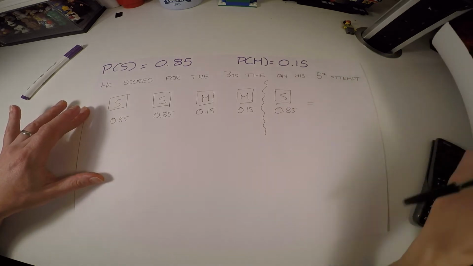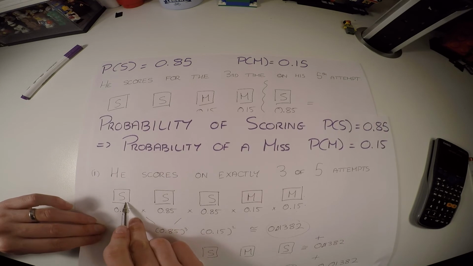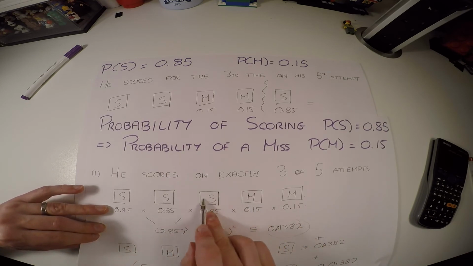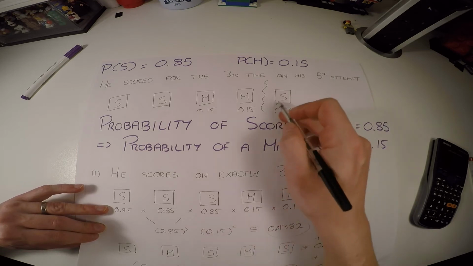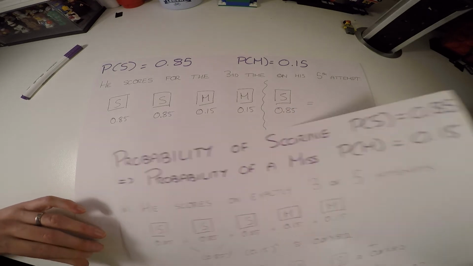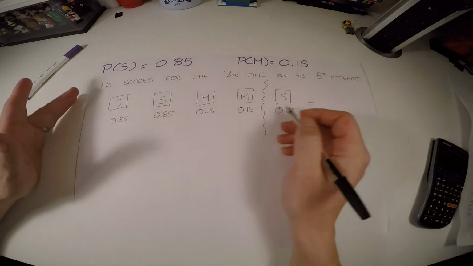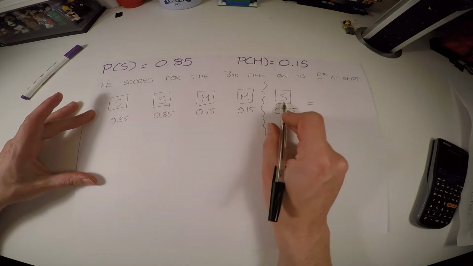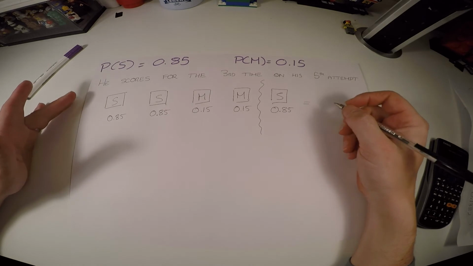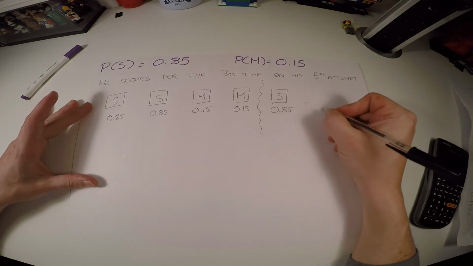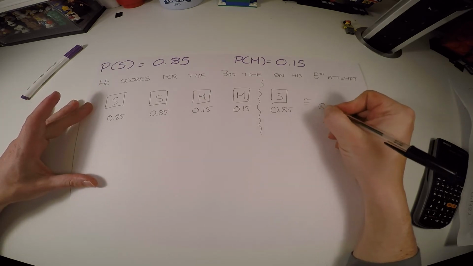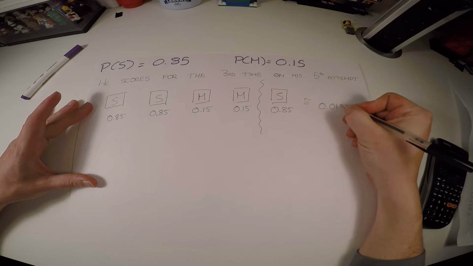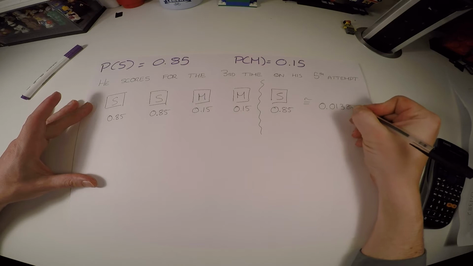So for instance, in the first part of the question, this would not be an acceptable scenario for this question, because his final score was on his third attempt, his fifth attempt was a miss, and we need his fifth attempt to be a score. So how many ways can we do this so his third score is on the fifth attempt? So this is one way, and it works out the same as the first scenario we worked out in the first one. So this is roughly, cutting down decimal places, 0.1382.